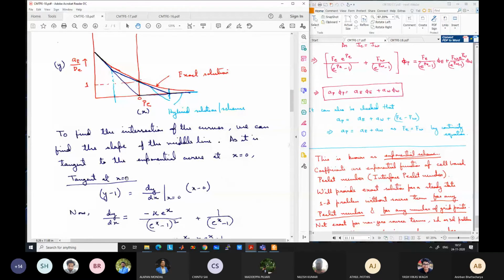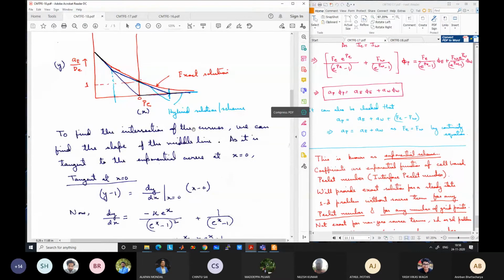So the equation of the line is given because this point is x equal to 0 and y equal to 1. It can be written as y minus 1 equal to dy dx at x equal to 0 into x minus 0. This is the equation of the line in terms of the slope of the line at x equal to 0. So we need to find the slope of the line at x equal to 0, and because it's a tangent, the slope should be equal to the exact solution given by the orange line here. Okay, so the violet line slope should be equal to the orange line slope.